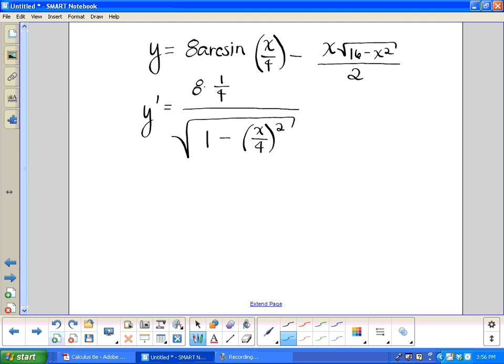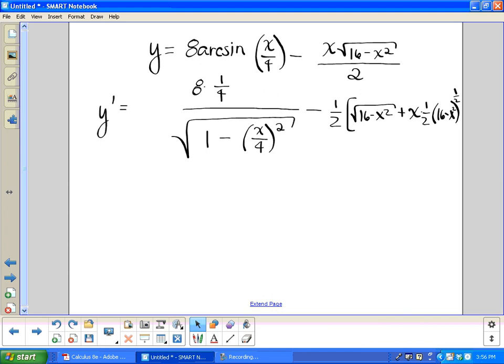Alright, now I've got to deal with the derivative of the other one. So I'm just going to pull the 1/2 out front, and then I'm going to do the product rule. So the derivative of the first, which would be the x, is 1 times the second, so that's the square root of 16 minus x squared, plus the first times the derivative of the second. Kind of running out of room here. And the derivative of the second is going to be 1/2 times 16 minus x squared to the 1/2. Let's see if I can shift any of this over. Oh wow, it's all separate. How fun.